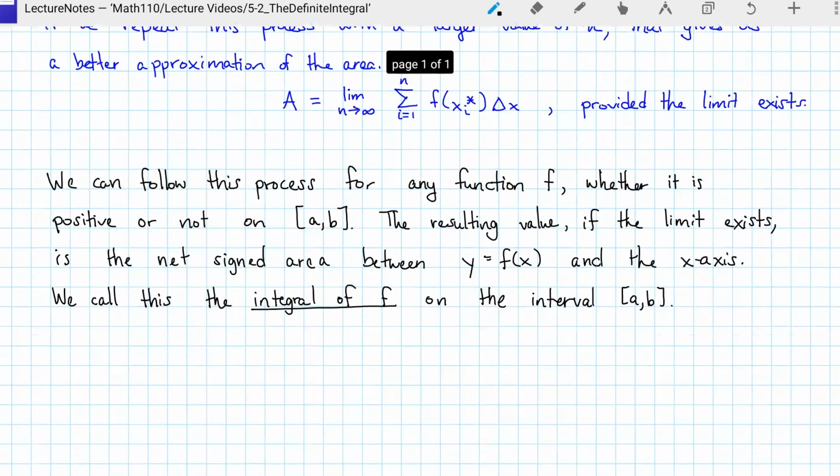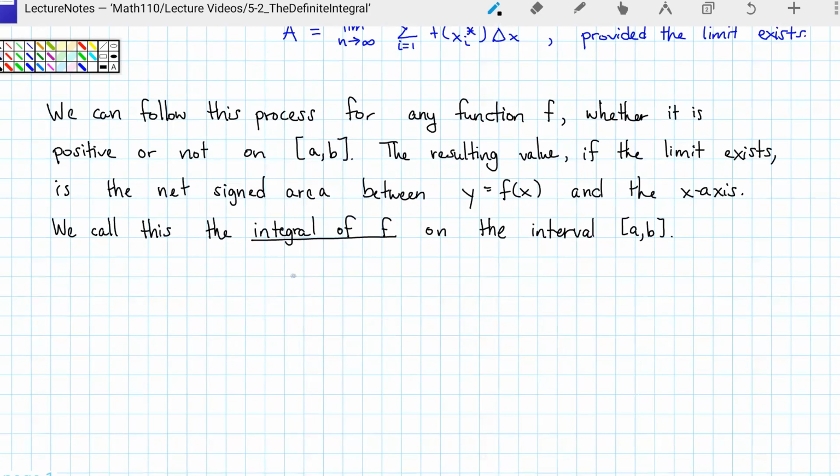Okay, and so the symbol that we use is something that looks like a long, elongated, smooth little s for sum, and we write a little a to b for the bounds of integration, or the limits of integration. And we write f of x dx. For now, we just think of that dx as being part of the notation, saying that x is the independent variable that we are integrating upon.